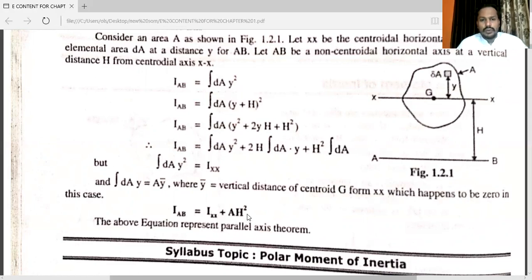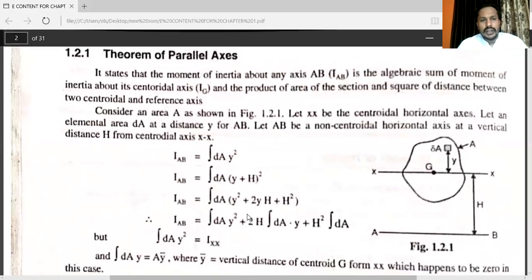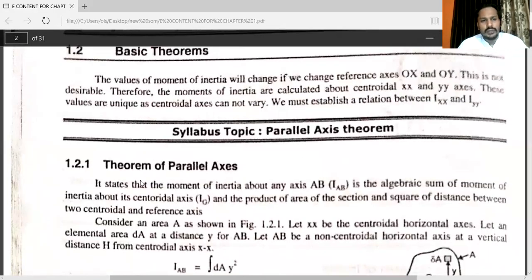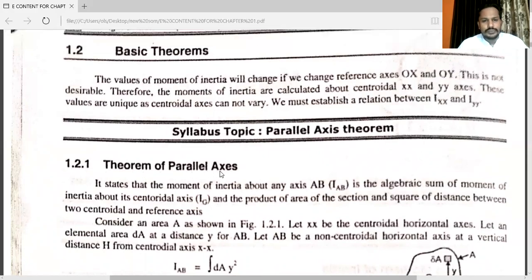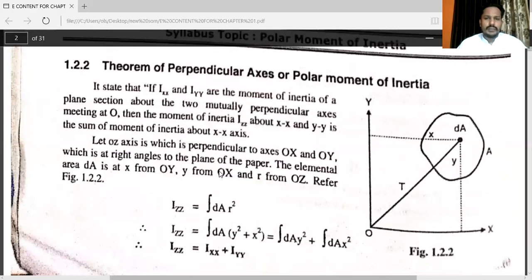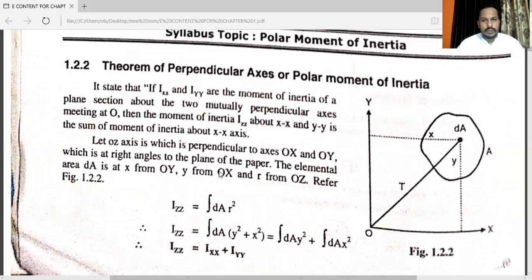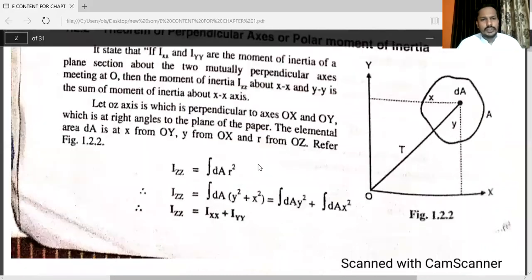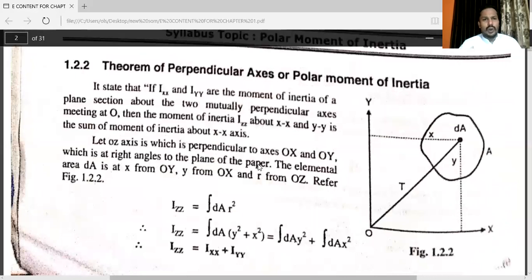See what we have completed now. First one, moment of inertia. The second one, radius of gyration. And third one, the theorem of parallel axis. See, one more important point is there, that is polar moment of inertia. That is also a very important topic. Here we are just taking all the syllabus topics one by one.